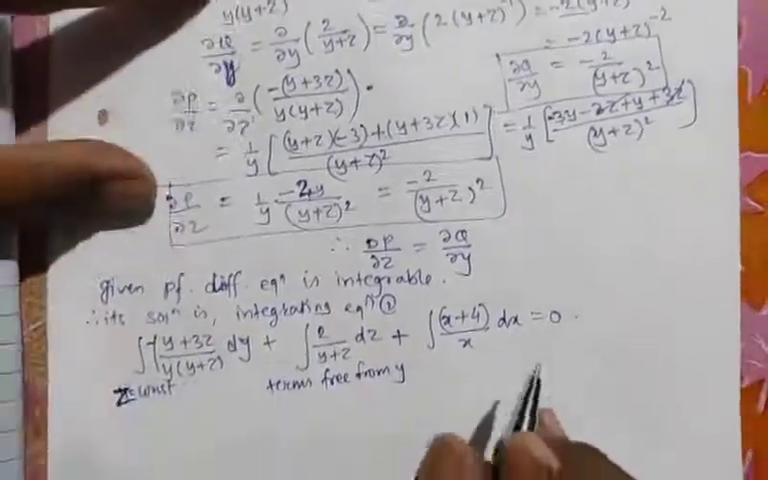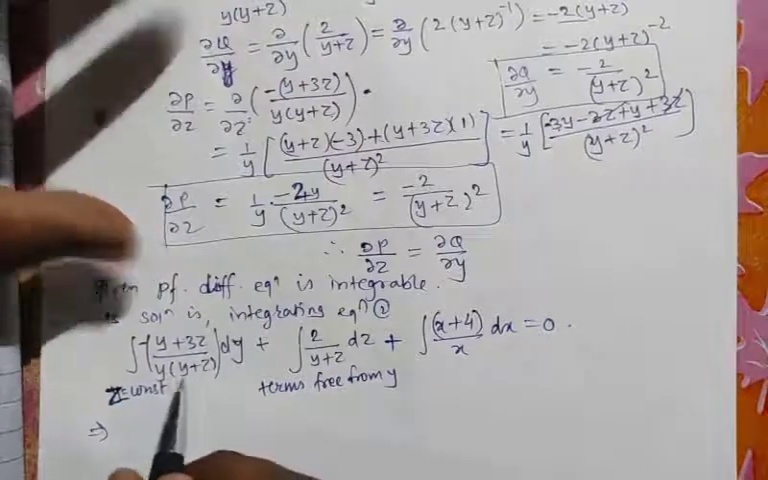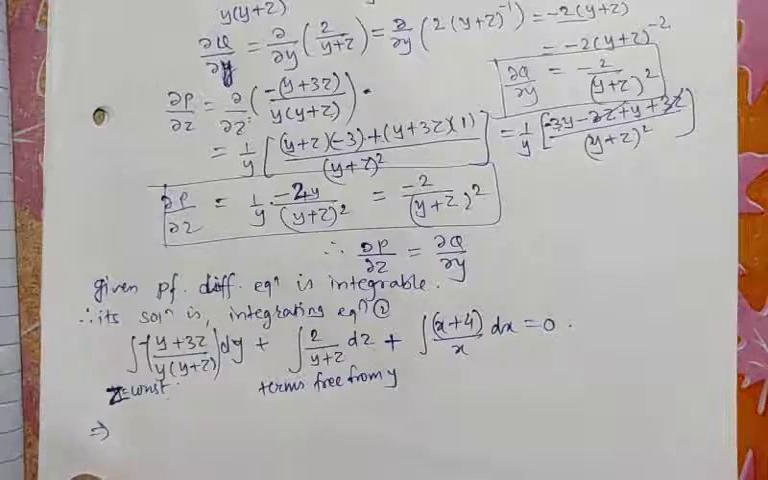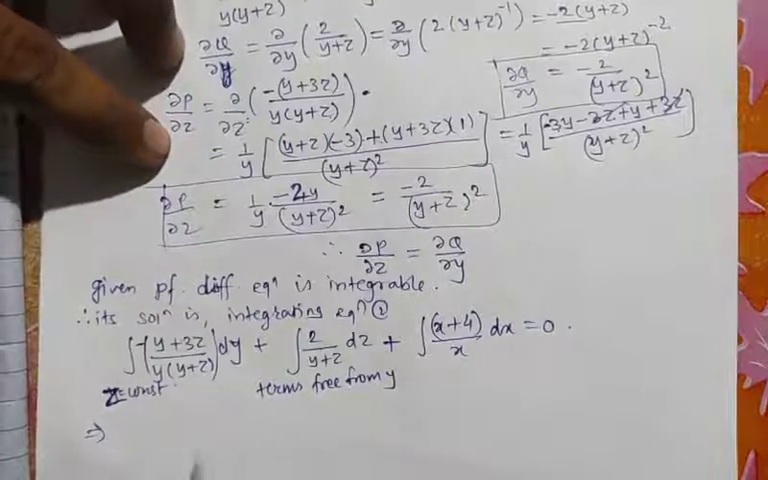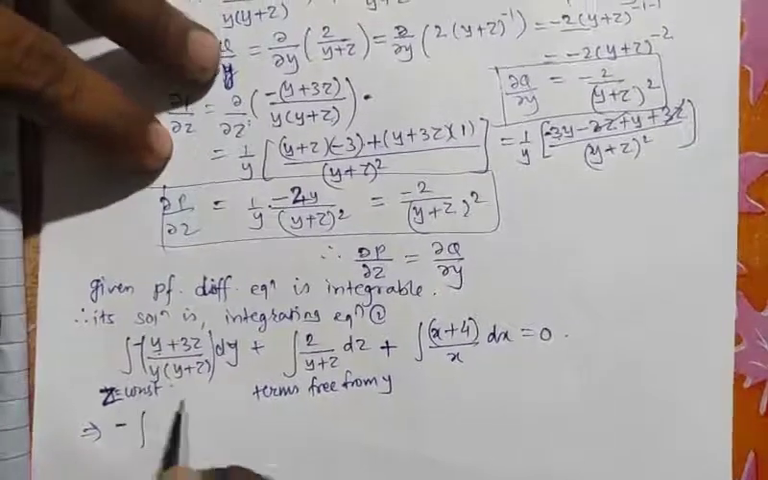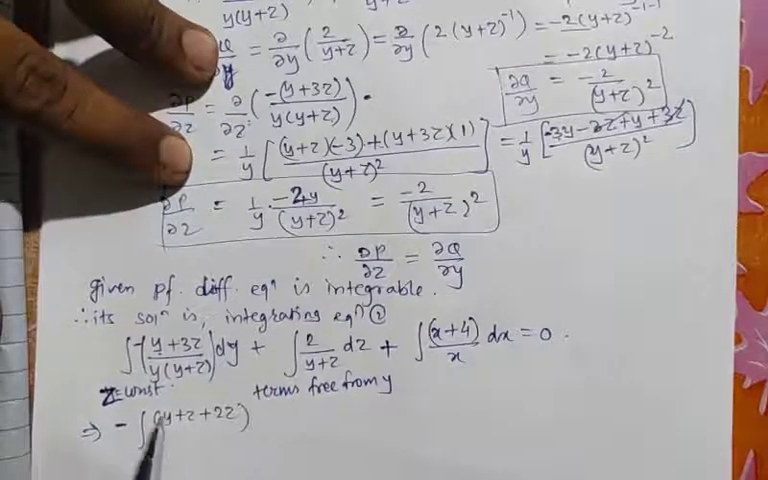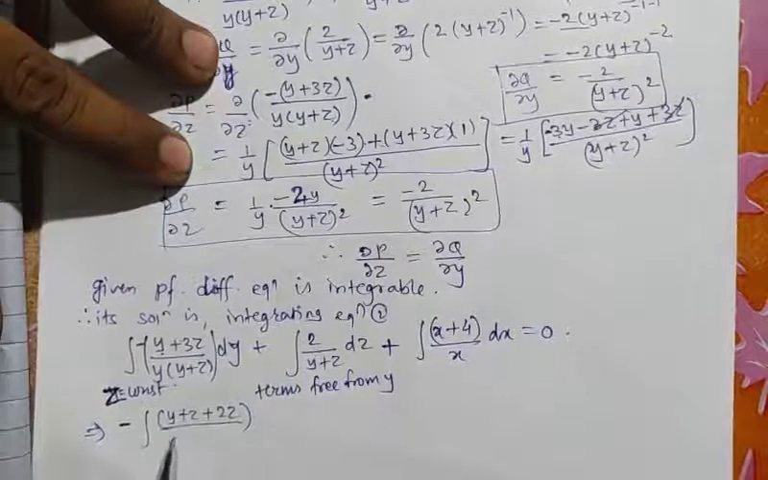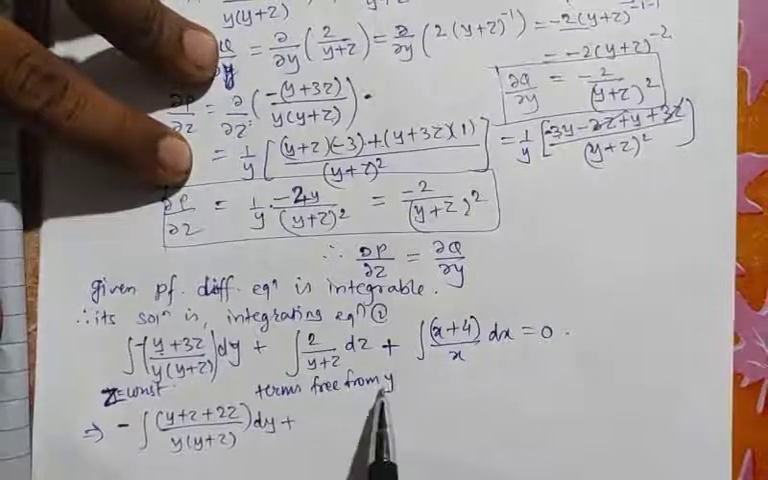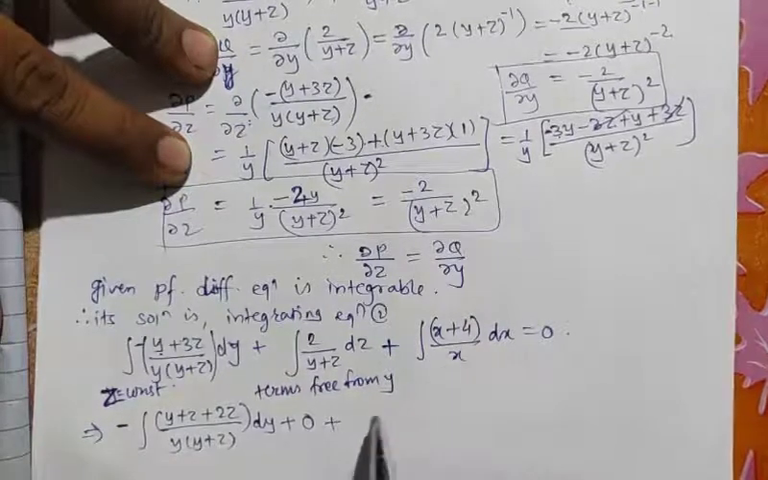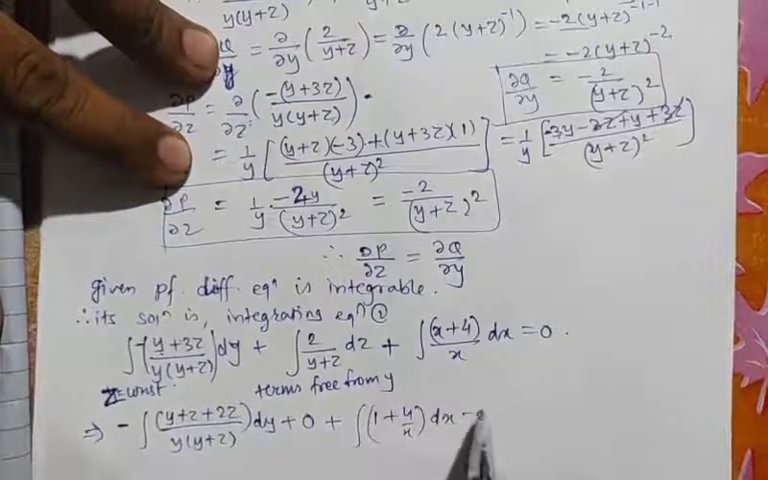For this we will use partial fractions and then solve. I will take the minus sign, with z as a constant, and write this as (y+z+2z), so z plus 2z is 3z, upon y(y+z) dy. Plus there are no terms free from y, so that value will be 0, plus separating the terms, we get (1+4/x) dx, which is equal to 0.